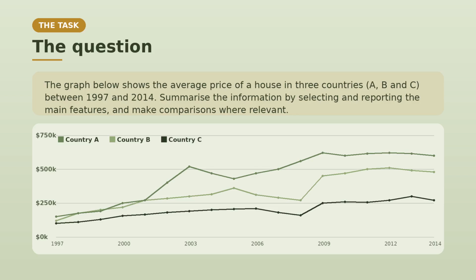Here is the task. The line graph shows the average price of a house in 3 countries, A, B, and C, between 1997 and 2014. Summarize the information by selecting and reporting the main features, and make comparisons where relevant.